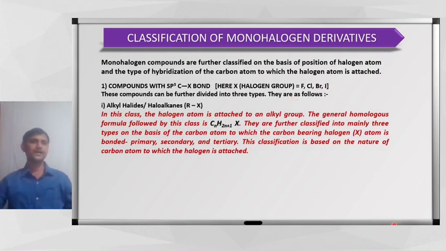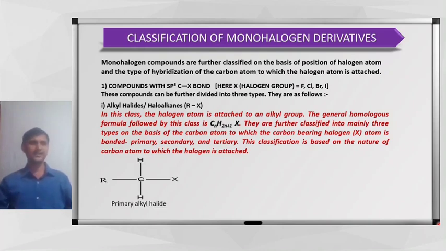Now see the alkyl halides. In this class, the halogen atom is attached to an alkyl group. The general formula of alkyl halide is CnH2n+1X, and the alkyl halide is represented by RX. Already we know this. And further it is divided into three parts. That is very simple; we already learned that part in 11th standard also. That is primary alkyl halide, secondary alkyl halide, tertiary alkyl halide. This classification is based on the carbon atom to which the halogen atom is attached.